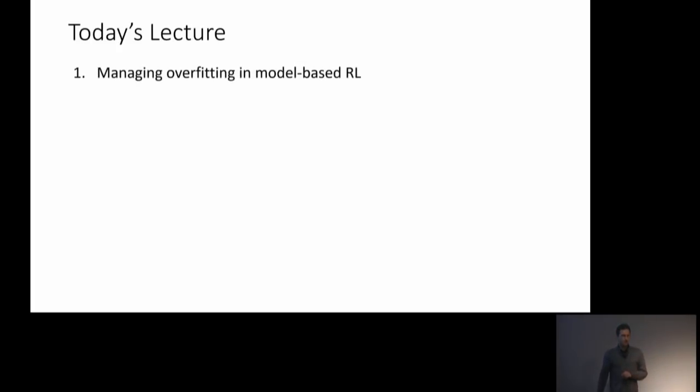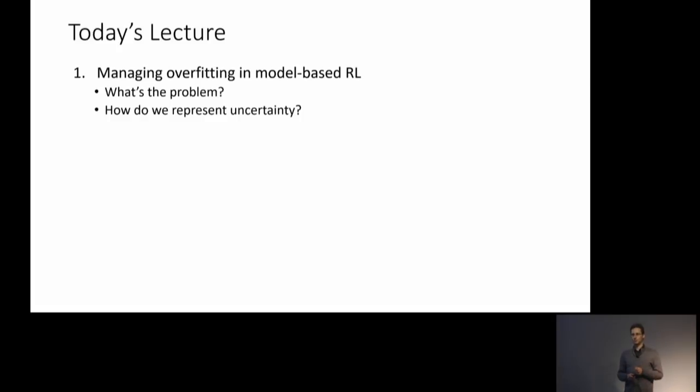All right, today's lecture. So today we're going to talk about two main topics. The first one is going to be managing overfitting in model-based RL. So I'm going to talk about what the problem there actually is, how do we represent uncertainty to try to mitigate that problem, and we'll have a brief discussion of Bayesian neural networks and ensembles.